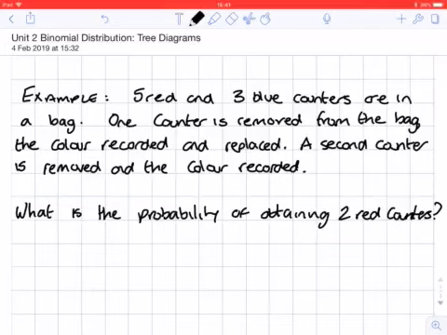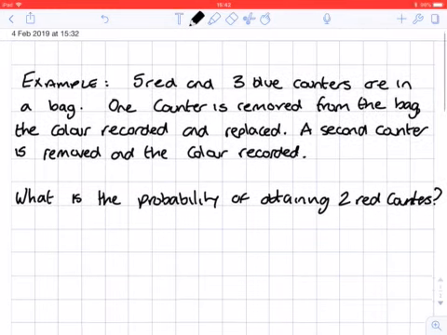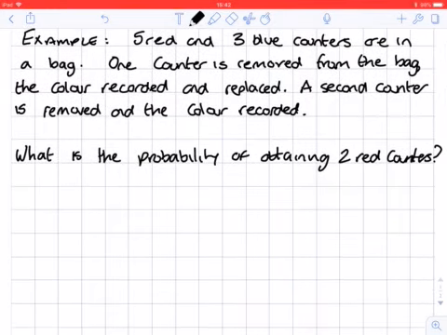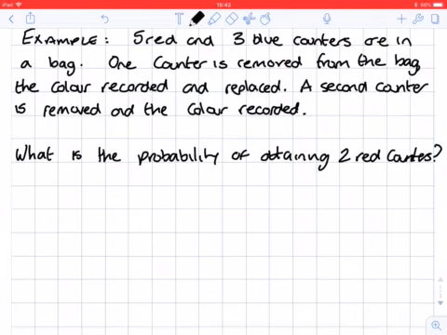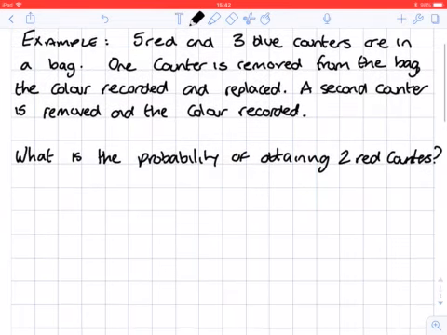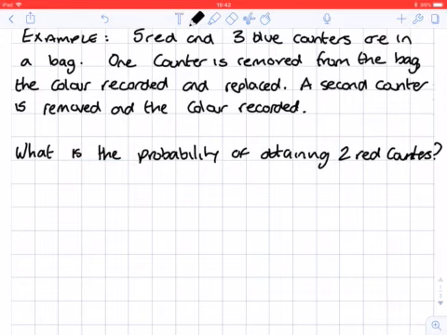So in the example I've already written down, we've got 5 red and 3 blue counters in a bag. One counter is removed from the bag, the colour is recorded and replaced. A second counter is removed and that colour is recorded. What is the probability of obtaining 2 red counters? Well, obviously if you were getting this question in a GCSE exam, you should immediately think of tree diagrams. So what I'm going to do now is draw a tree diagram.